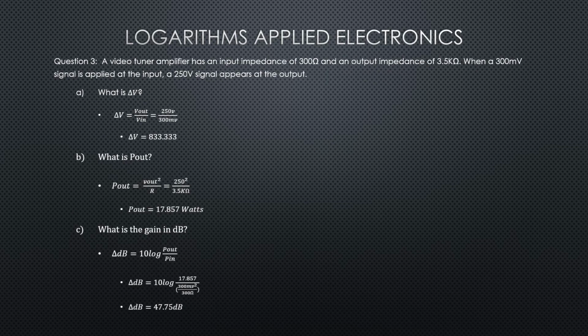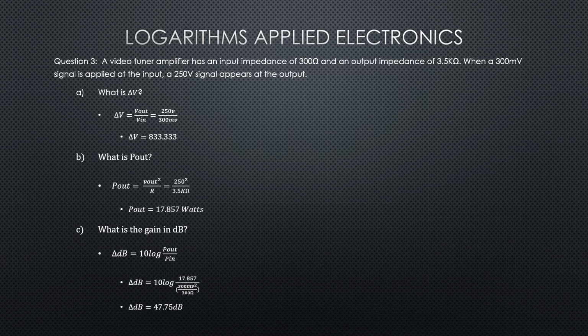All right, a video tuner amplifier has an input impedance of 300 ohms and an output impedance of 3.5 k ohms. When a 300 millivolt signal is applied at the input, a 250 volt signal appears at the output. What is the voltage gain?